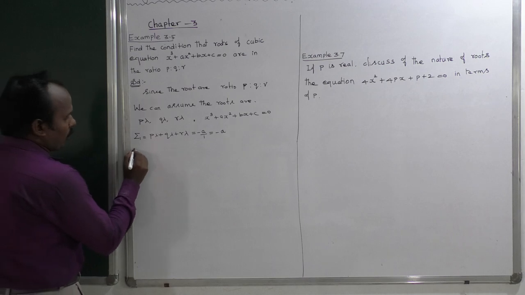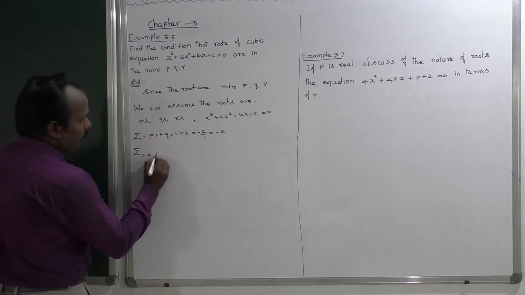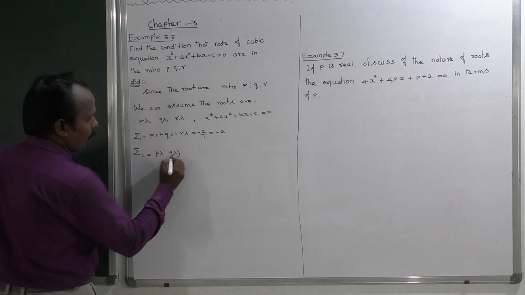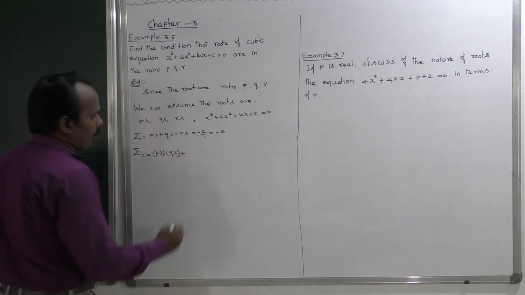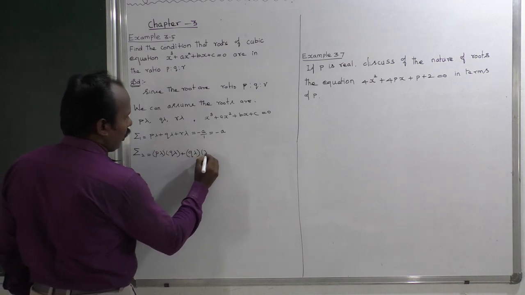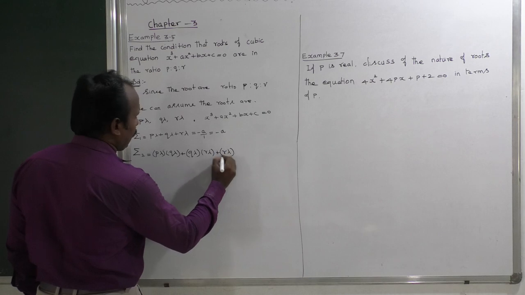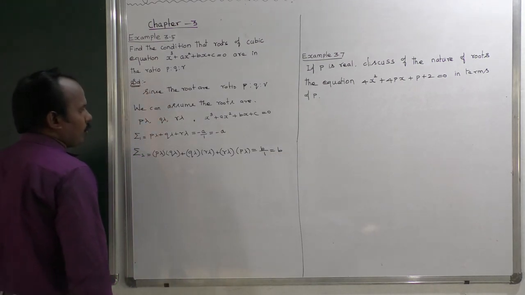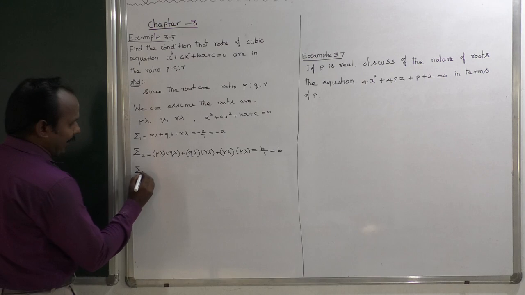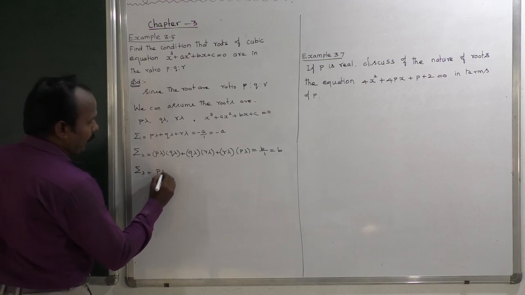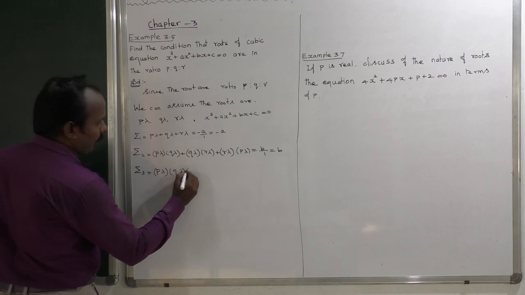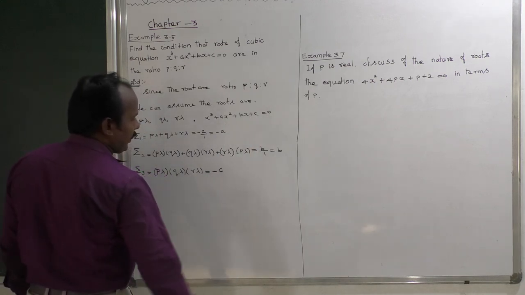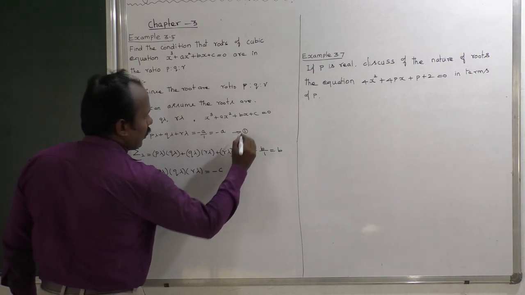Next, the sum of products of roots taken two at a time: p lambda into q lambda, plus q lambda into r lambda, plus r lambda into p lambda, equal to b by 1, which is b. Next, summation 3, the product of the roots: p lambda into q lambda into r lambda is equal to minus c. This is equation number 1, this is equation number 2, and this is equation number 3.